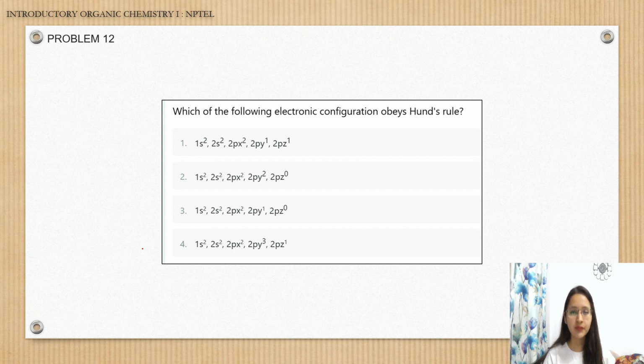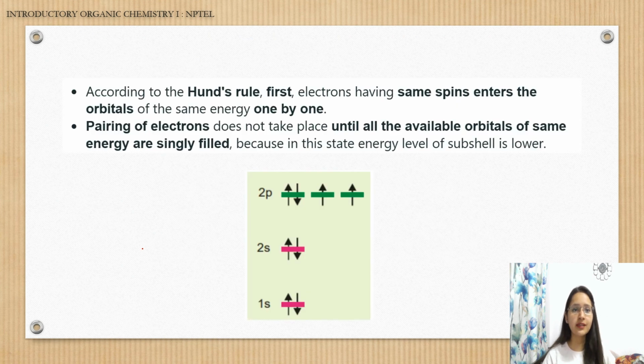So moving towards problem number 12. Here they are asking which of the following electronic configurations will obey Hund's rule. As I am continuously focusing on Hund's rule, what is Hund's rule? You have to first know that. It is a very basic question, guys. I'm adding these questions in these slides because this is a first tutorial, so the basic concepts should be clear at this point. So first of all, you need to know what Hund's rule is and how the electronic configuration is affected by it, right?